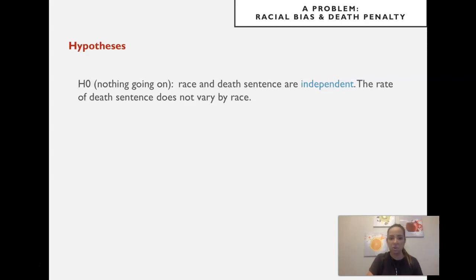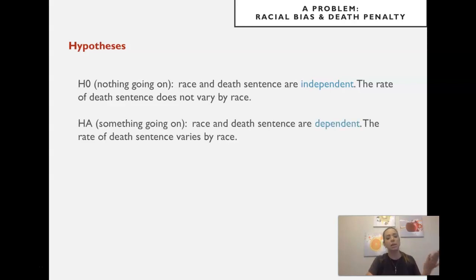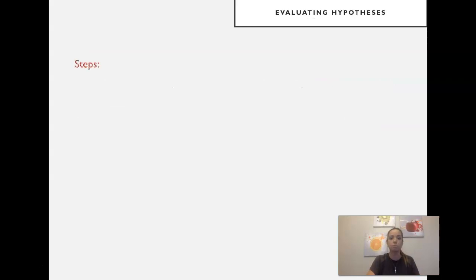You know, there's nothing going on. Race and your chance to get a death sentence are completely independent. The rate of death sentence does not vary by race. And the alternative hypothesis here would be that race and death sentence are dependent. The rate of death sentence varies by race.